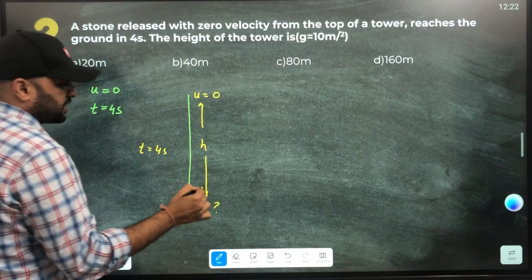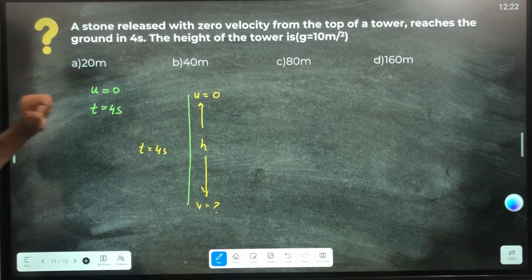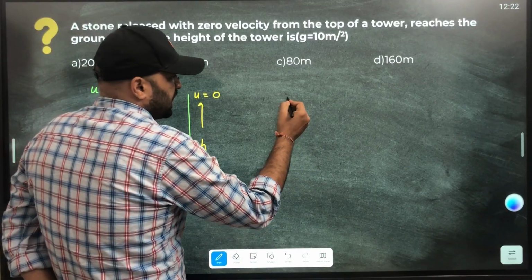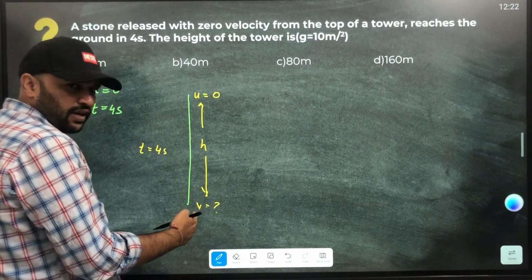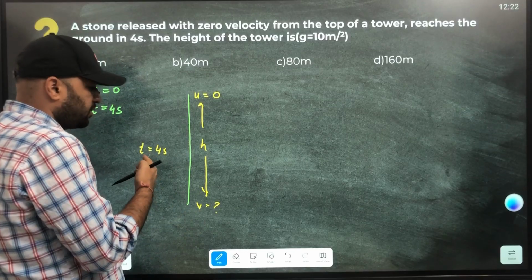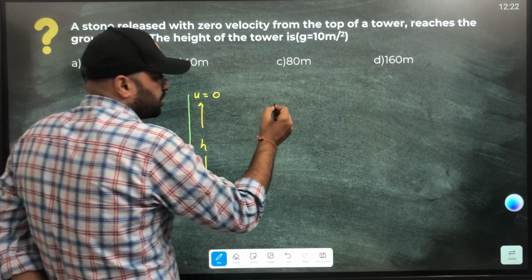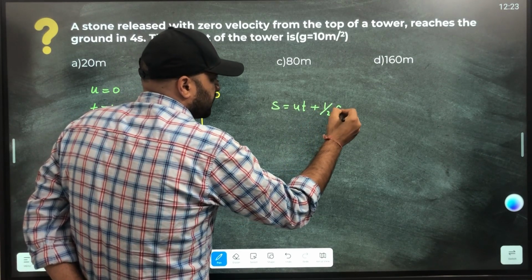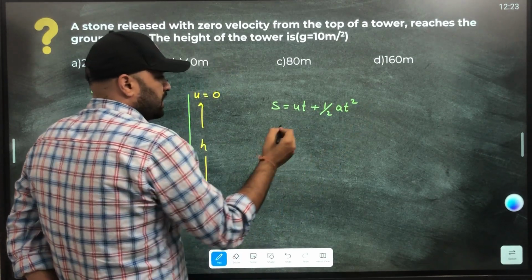We have to find the height. Correct. Okay, this is our problem. Take g as 10 meter per second squared. So we have equations. We can use v square minus u square, but for that we require v. Okay, we can use s equals ut plus half gt square. So s equals ut plus half at square. Let's use this equation. Distance we have to find.